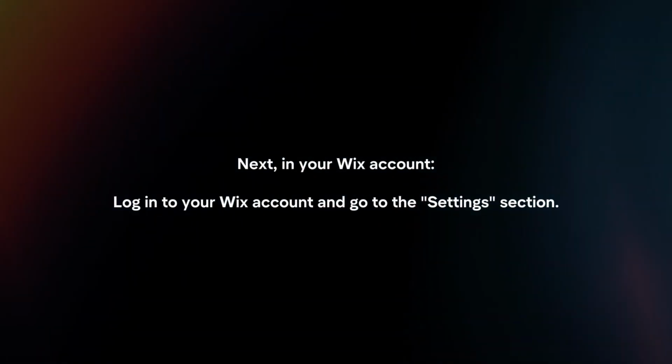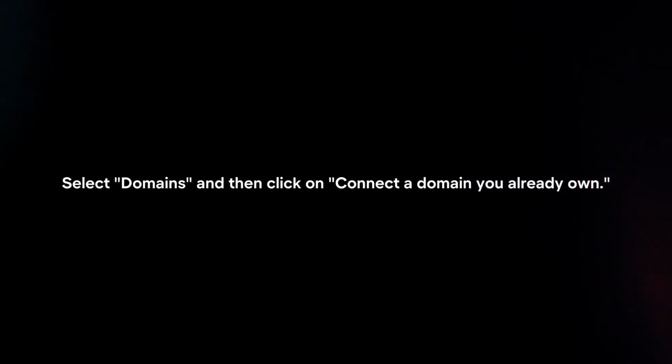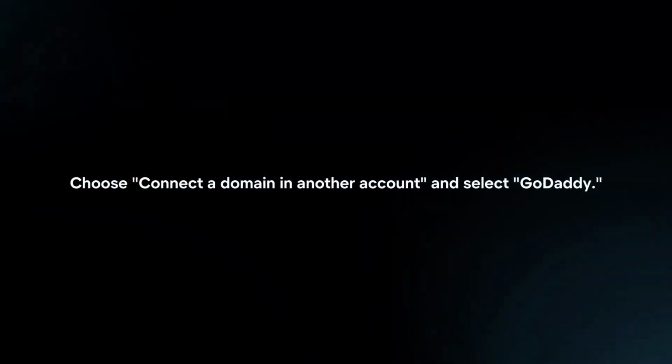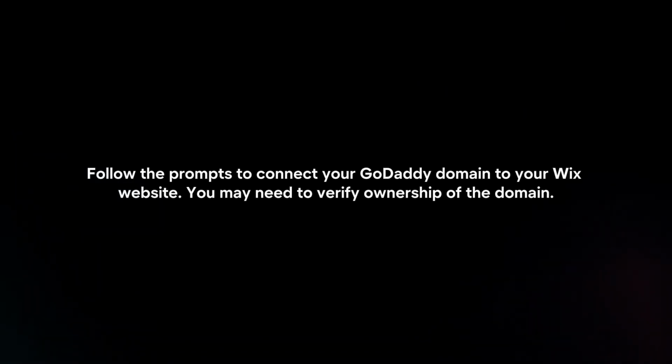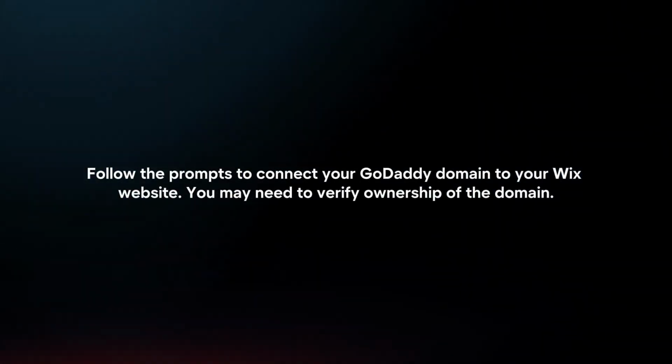Next, in your Wix account, log into your Wix account and go to the Settings section. Select Domains and then click on Connect the domain you already own. Choose Connect the domain in another account and select GoDaddy. Follow the prompts to connect your GoDaddy domain to your Wix website. You may need to verify ownership of the domain.